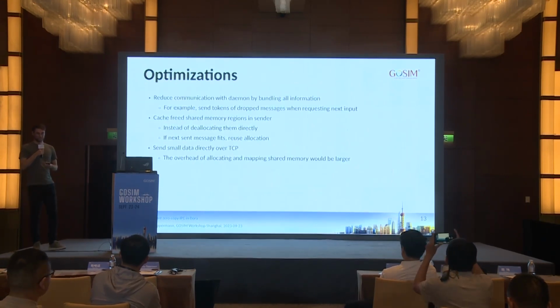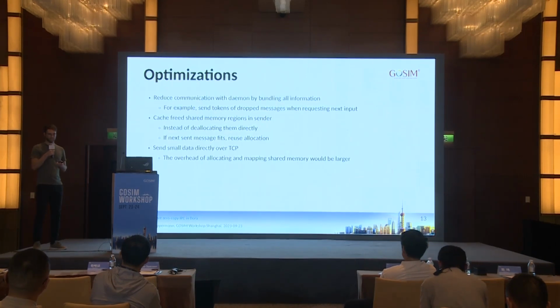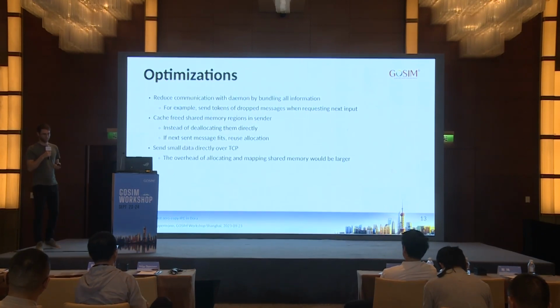Yeah, and the reason for involving our Dora daemon in all of this is that we can do an optimization because we're also communicating with the daemon a lot, for example, for requesting the next message that is incoming. So we can bundle these tokens together with these messages. So we request the next input, and in this request, we also list all the tokens that are freed and no longer used. And this way, we can reduce the communication overhead.